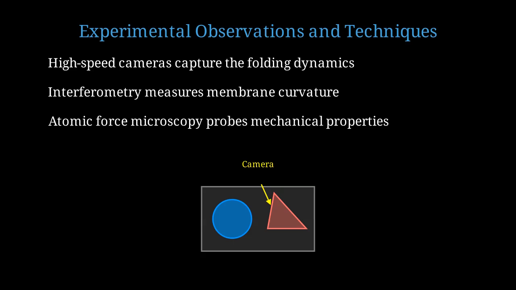A typical experimental setup includes a camera positioned above to capture top-down views of the folding process with carefully controlled lighting to reveal the three-dimensional structure as it forms.